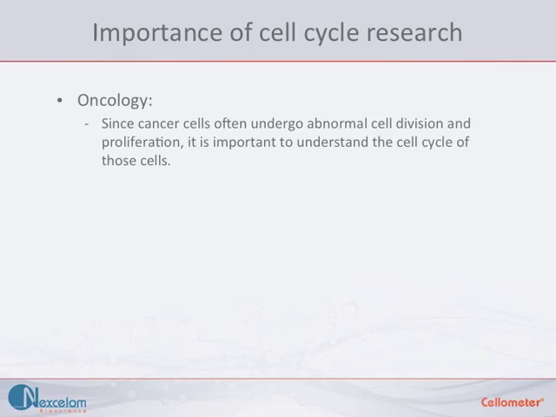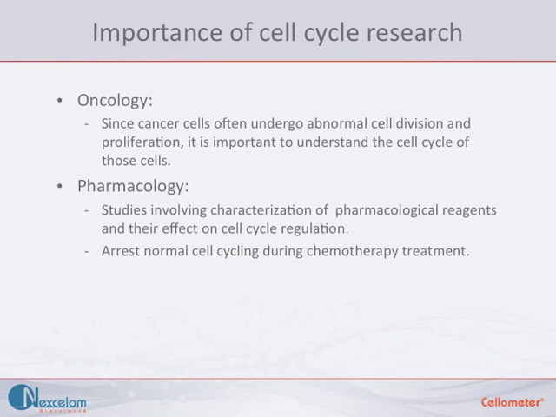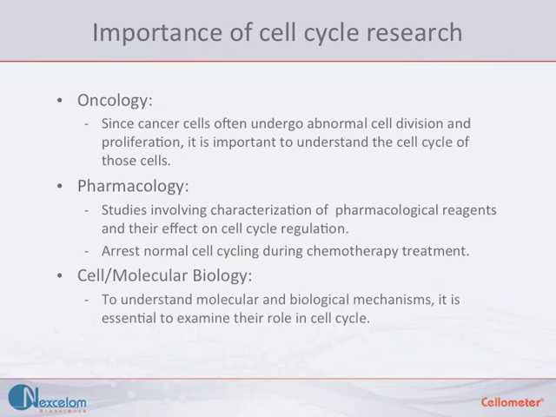within those cells. Another area of research is pharmacology, specifically looking at how pharmacological reagents affect cell cycling in cancer cells, as well as examining the potential effects of drug treatment on normal cells. And finally, a lot of research has been conducted on how various molecular and cellular mechanisms have affected cell proliferation and growth by examining cell cycling.